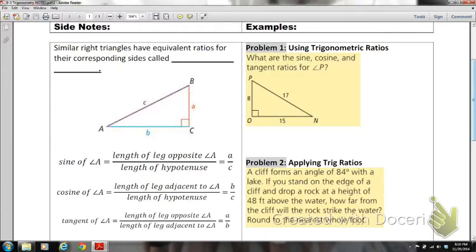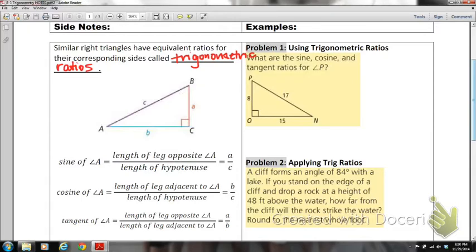In this lesson in particular, we're only going to be concerned with right triangles and the measurements in a right triangle. So our first statement says that similar right triangles have equivalent ratios or fractions for their corresponding sides that are called trigonometric ratios.